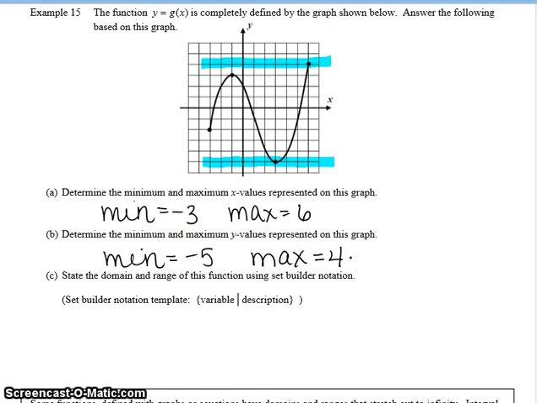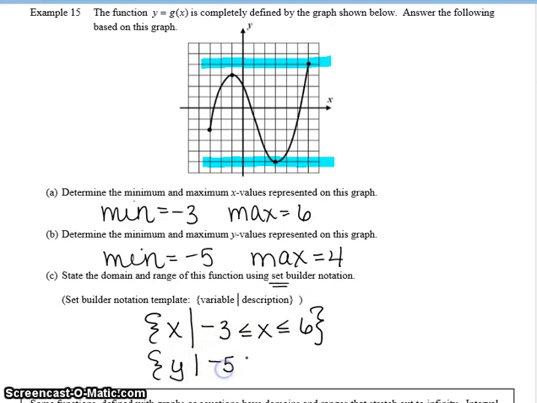Part C. State the domain and range of this function using set builder notation. You guys have to memorize anytime it says set builder notation, it means curly brackets. So domain is x, so it means for all x such that. That's what that horizontal line means. And then x is between -3 and 6. So you use your part A there. Okay, it's always less than or equal to when we're going from least to greatest. You can do the same thing for the range, but it's for all y such that -5 is less than or equal to y less than or equal to 4. Okay, so there's my set builder notation for domain and range.